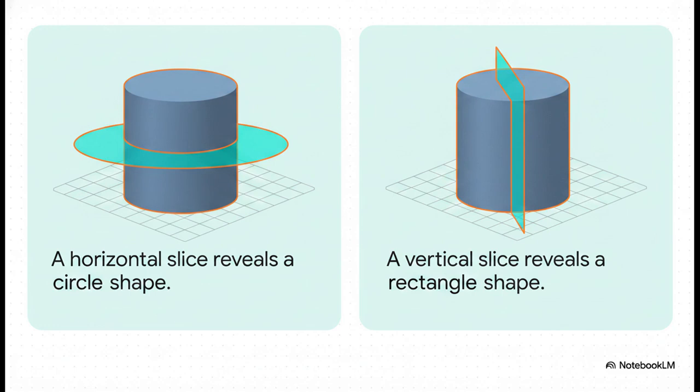Everybody understands slicing food, so let's use a cake to visualize this. If you take a knife and slice a round cake horizontally, parallel to the table, the flat shape you reveal is a perfect circle. But take that exact same cake and slice it vertically, straight down from the top, and you reveal a rectangle. It's the exact same object, but a different cut gives you a totally different shape. It is all a matter of perspective.